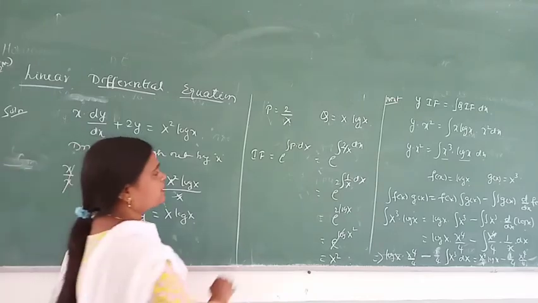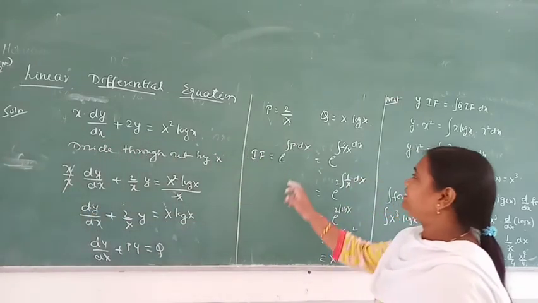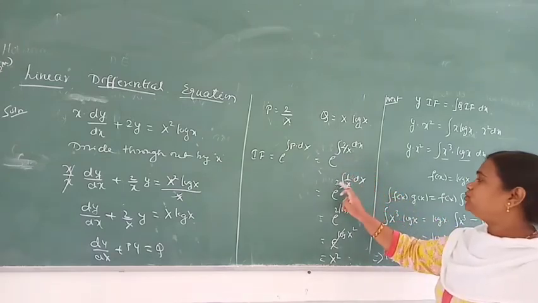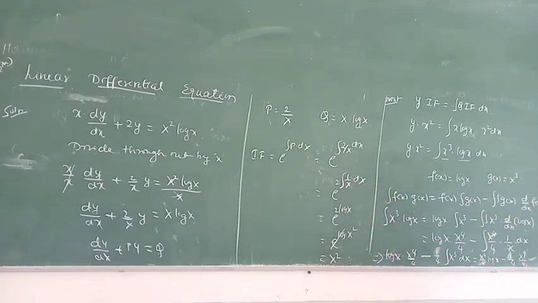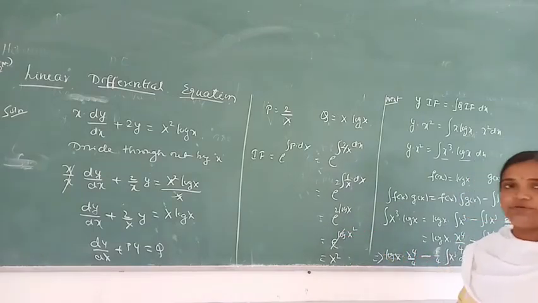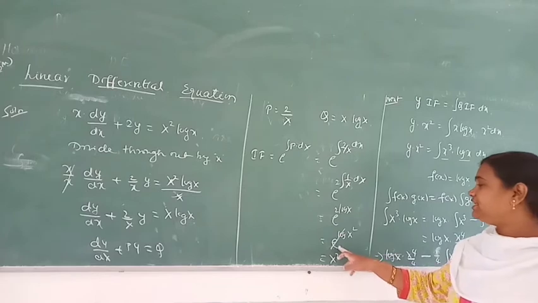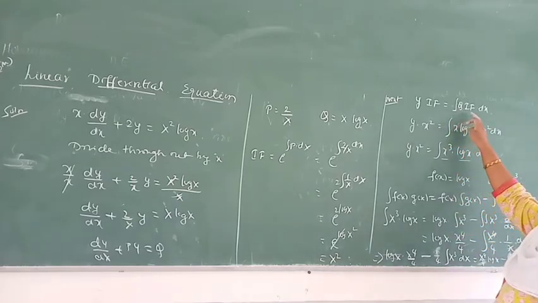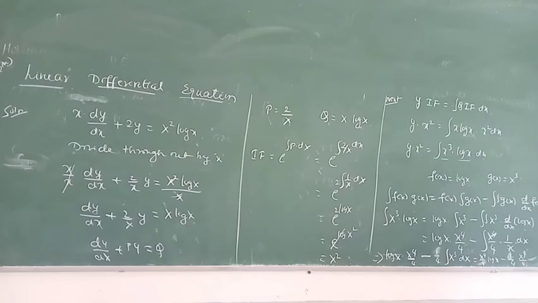The very first step is to calculate the integrating factor, that is e to the power ∫P dx. e to the power ∫2/x dx, and ∫1/x dx is log x. According to the property of logarithms we can write log of x squared, and we know that e and log get cancelled, therefore the integrating factor is x squared. The general solution of a linear differential equation is y times IF equals the integral of Q times IF dx.